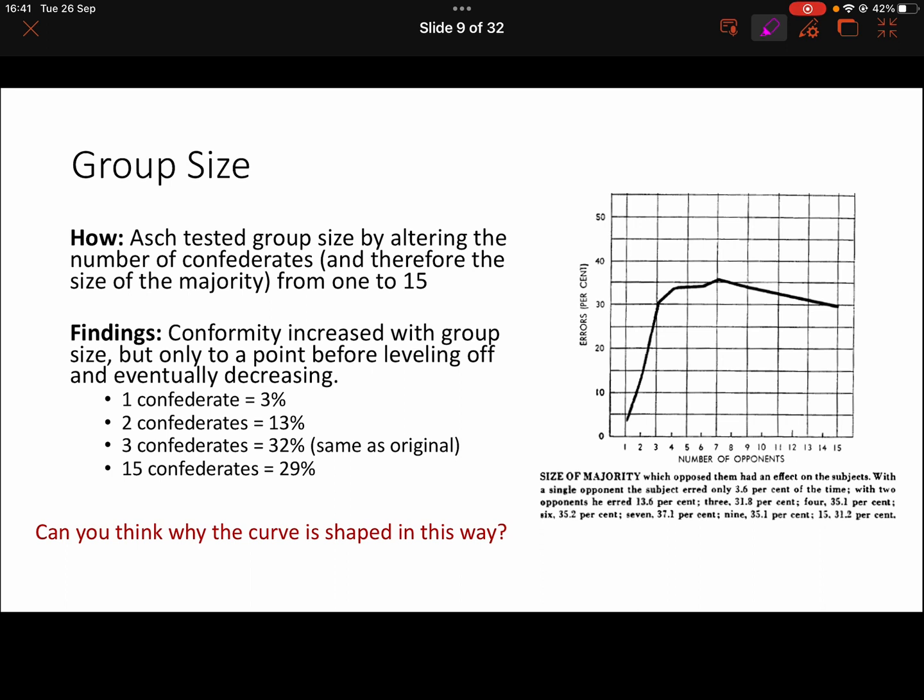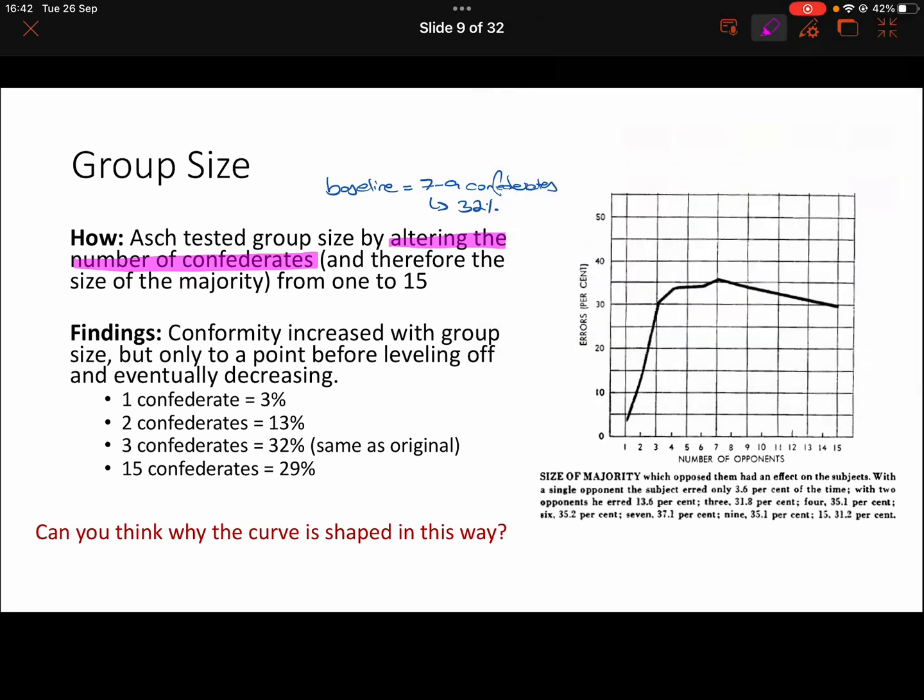So in order to test group size, Asch simply altered the number of confederates. In his baseline, he had 7 to 9 confederates, and that resulted in a conformity rate of 32%. On average, participants conformed on 32% of those trials. So what happens when we alter the group size? We change the number of confederates. Asch found something really interesting. And if we look at this graph here, we can see some interesting things going on.